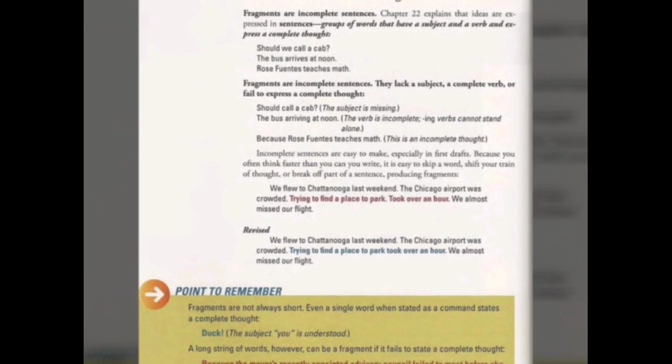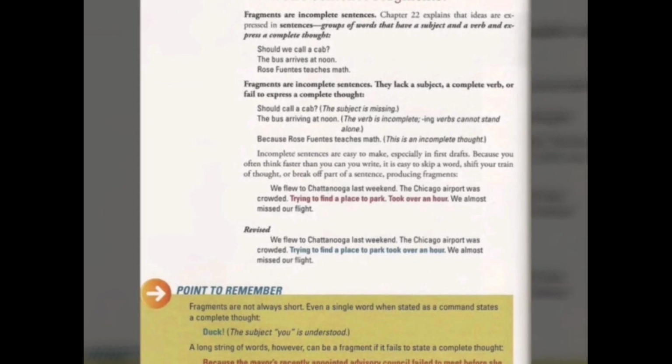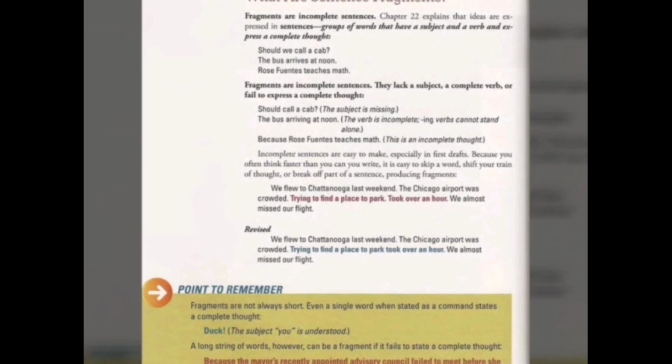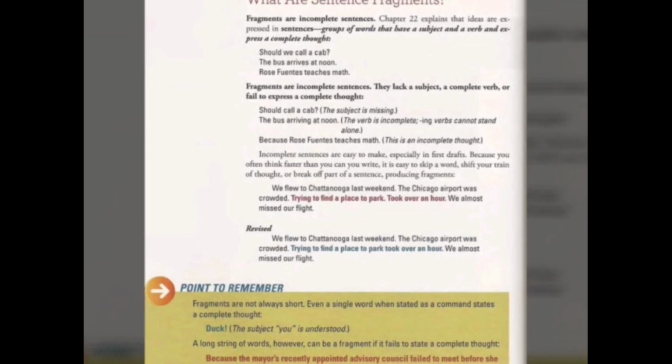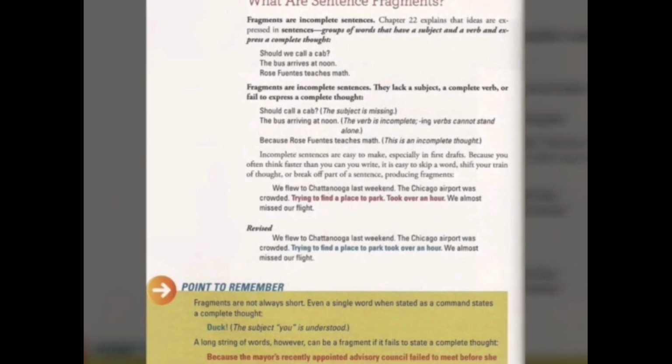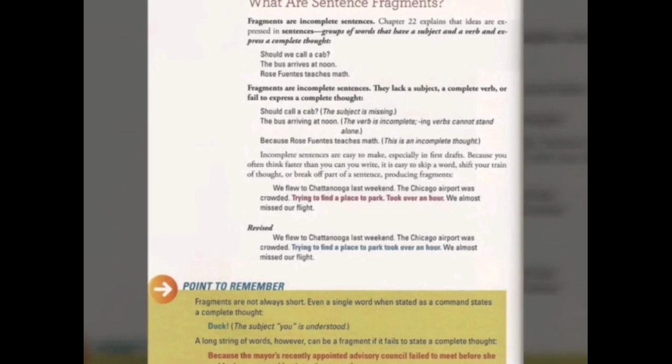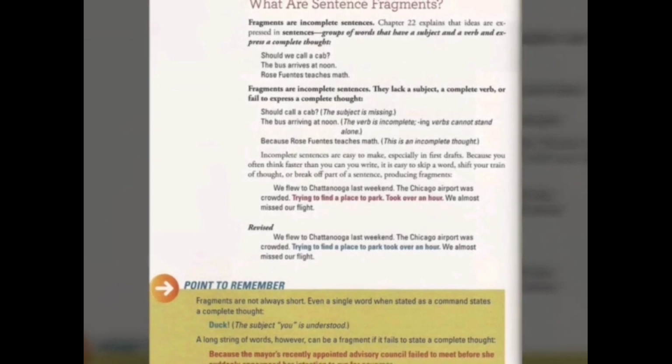Incomplete sentences are easy to make, especially in a first draft, because you often think faster than you can write. It is easy to skip a word, shift your train of thought, or break off part of a sentence, producing fragments. We flew to Chattanooga last weekend. The Chicago airport was crowded, trying to find a place to park. Took over an hour. We almost missed our flight. Let's revise the fragment. We flew to Chattanooga last weekend. The Chicago airport was crowded. Trying to find a place to park took over an hour. We almost missed our flight.